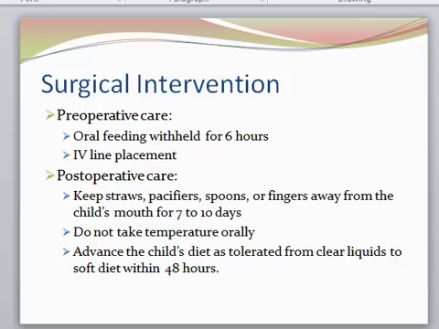If they've had to have surgery, oral feedings will be withheld for 6 hours. An IV line, of course, is going to be placed, and post-operatively, we're going to make sure that we keep straws, pacifiers, spoons, or fingers away from the child's mouth for about 7 to 10 days. Do not take any temperatures orally, so they'll either be axillary or rectally ordered. It just depends on what the physician wants. Advance the child's diet as tolerated from clear liquids to soft diet, usually within 48 hours.